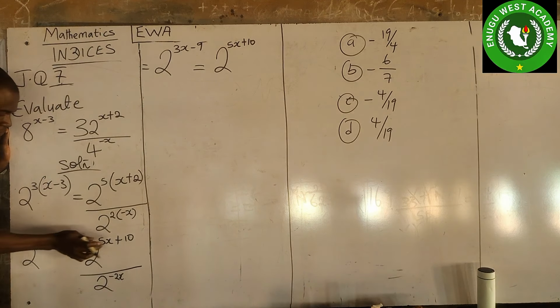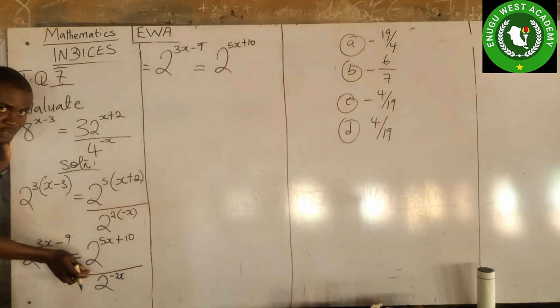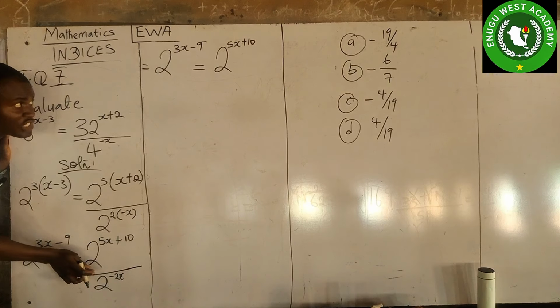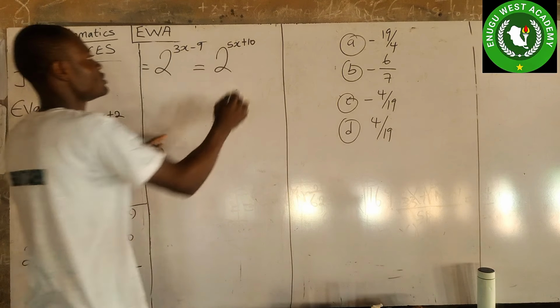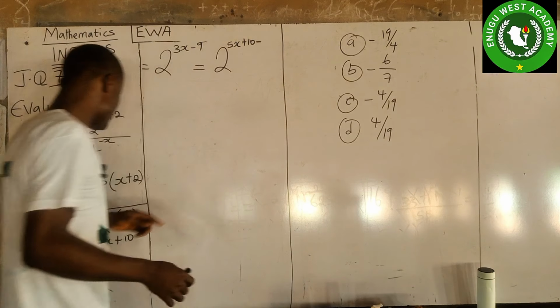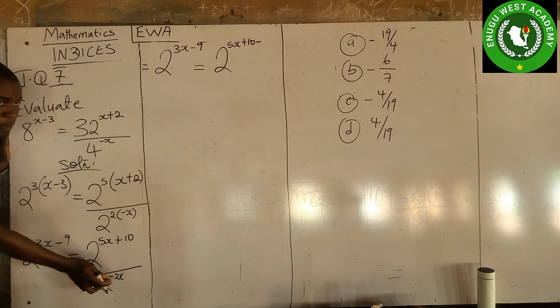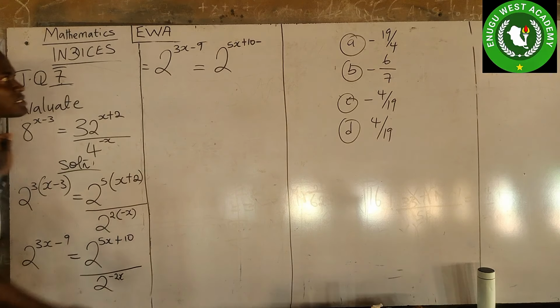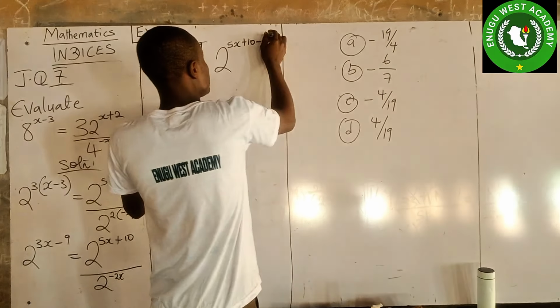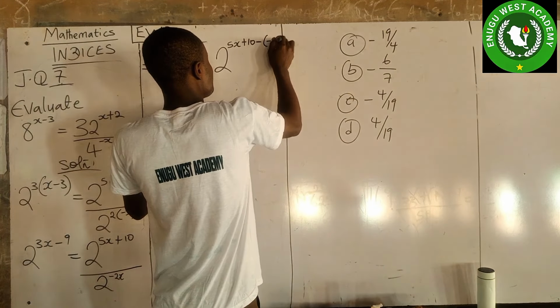Now 5x plus 10. Now over to the division sign, it will now change to what? Subtraction. You have minus. Now the next power is what? Minus 2x. Then you now put it inside bracket, minus 2x.